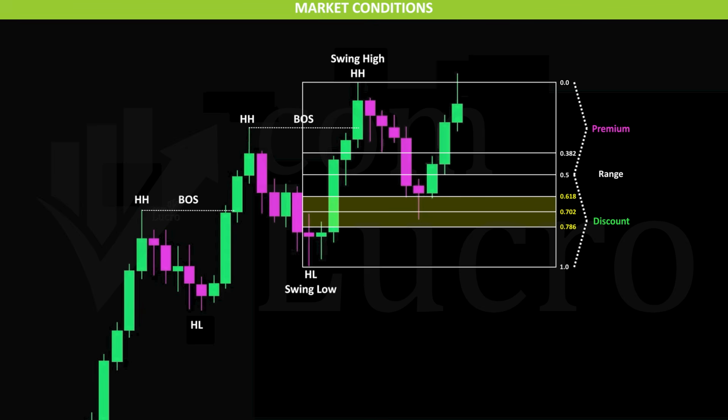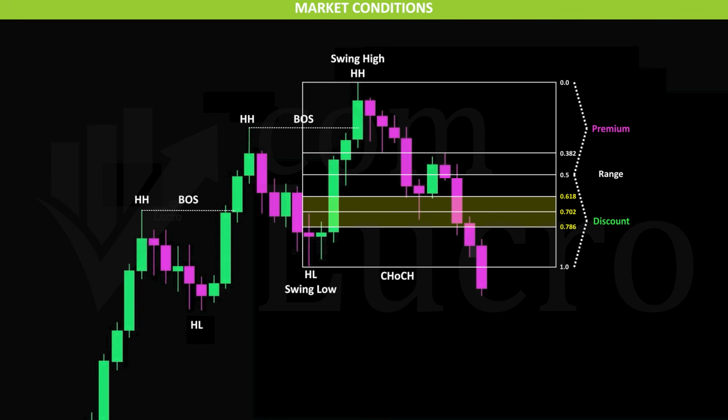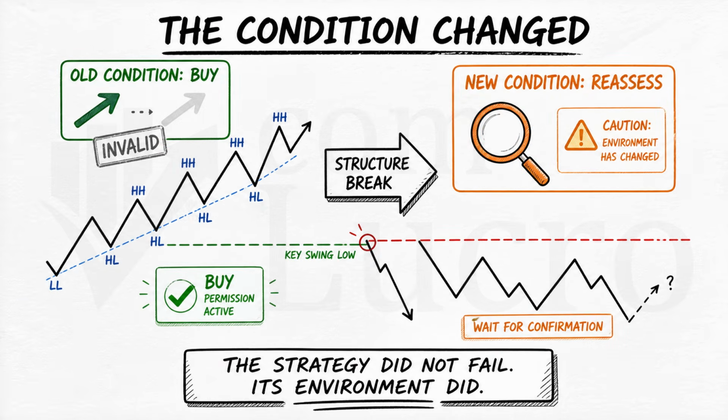But if price fails to continue higher and instead closes below the swing low, the context changes. At this point, we identify a change of character. It signals a potential reversal and suggests buyers are losing control. After this shift, we anticipate a change in direction and look for selling opportunities with more caution and confirmation. Notice what happened there. Nothing about your strategy became wrong. The condition it was built for stopped existing, and the trader who misses that keeps buying a market that has already changed its mind.